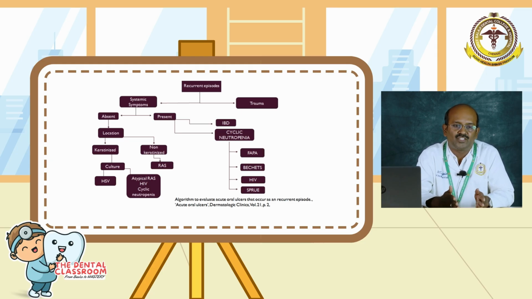If it's in keratinized mucosa like the hard palate or the gingiva, do a culture for HSV, that is herpes simplex virus. If the culture is negative, it can be atypical RAS, or it can be due to HIV, or it can be due to cyclic neutropenia. If systemic symptoms are present, then with a systemic disease, we can think of inflammatory bowel disease or cyclic neutropenia. In cyclic neutropenia, again you have to think of Behçet's, you have to think of HIV, and you have to think of Sweet's syndrome.